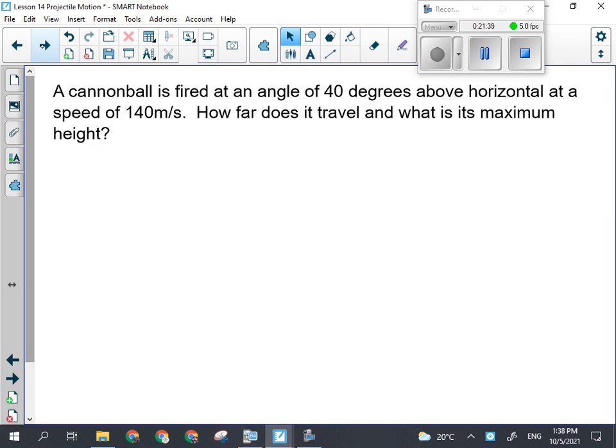So let's have a look at this one here. Okay, so this is kind of what we just looked at, except it's a cannon and a cannonball. All right, so let's have you guys copy this one down. I'll give you a minute to copy it down, and then we'll kind of walk through how to do it.